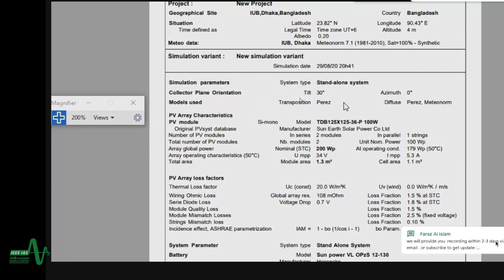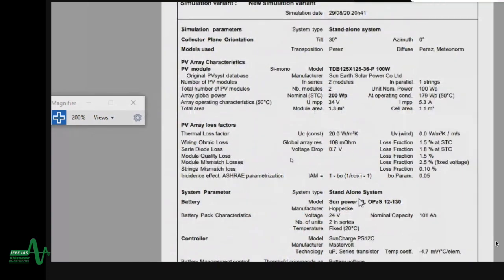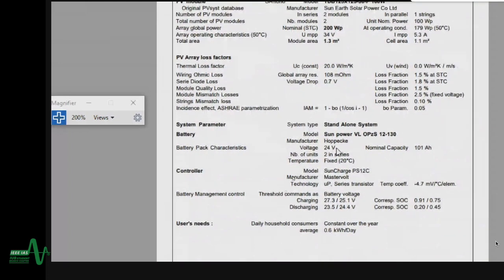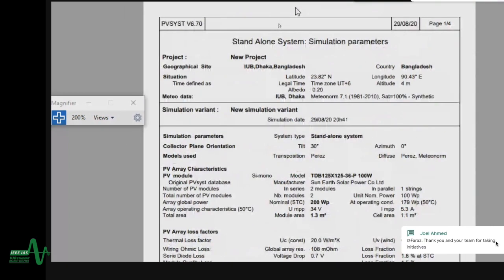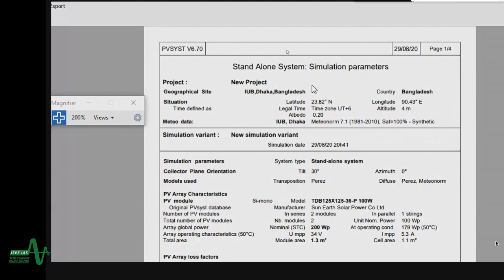So we already stated what kind of system it is: standalone system. The tilt angle is 30 degrees. And also the PV module's model number and the original datasheet name are in here. 2 modules are required, parallel is 1 string. And unit nominal power, that means per solar module, the nominal power is 100 watt peak, so total it would be like 200. And the MPP, at maximum power point tracking, the voltage will be 34 volt. And one important thing, the total module area is also predefined in here: you need 1.3 square meters in total. And the loss factors are also written in here. The battery section also shows which model you have chosen, in series, and the temperature coefficient and charging and discharging rate are in here. So fine, let's go to the next page.